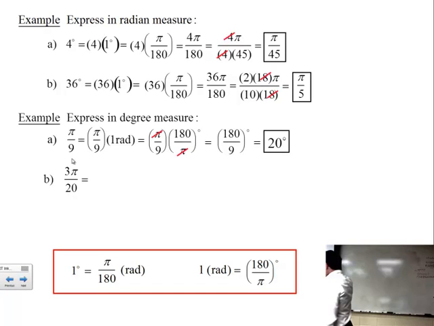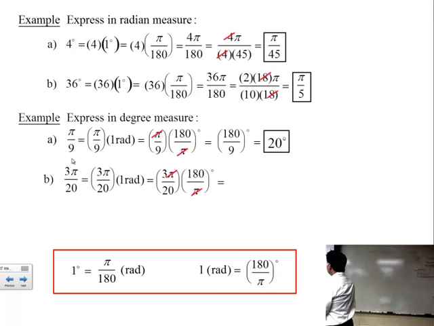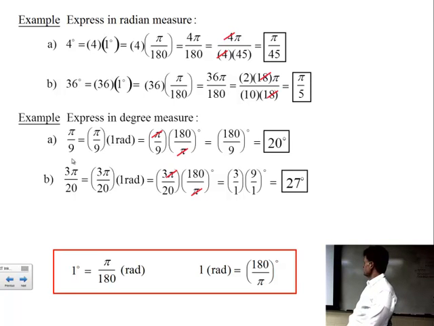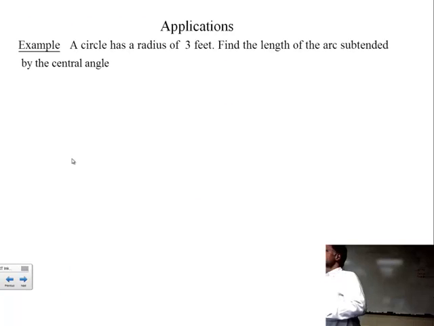So 3 pi over 20 in degrees, multiplied by 180 over pi. Pi's cancel again. 180 over 20 is what? 9. Oh, no, I'm sorry. What am I doing? Is that right? Oh, times 3. I forgot about that 3. Okay, 9 times 3 is 27. Okay. Plenty of time.